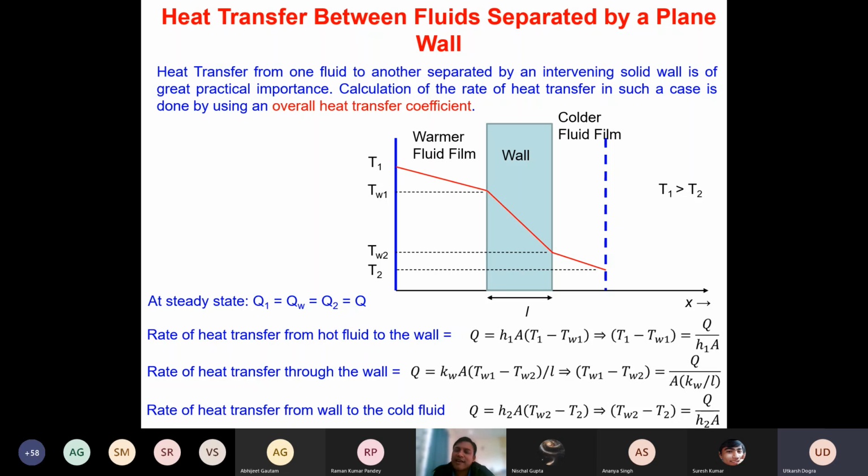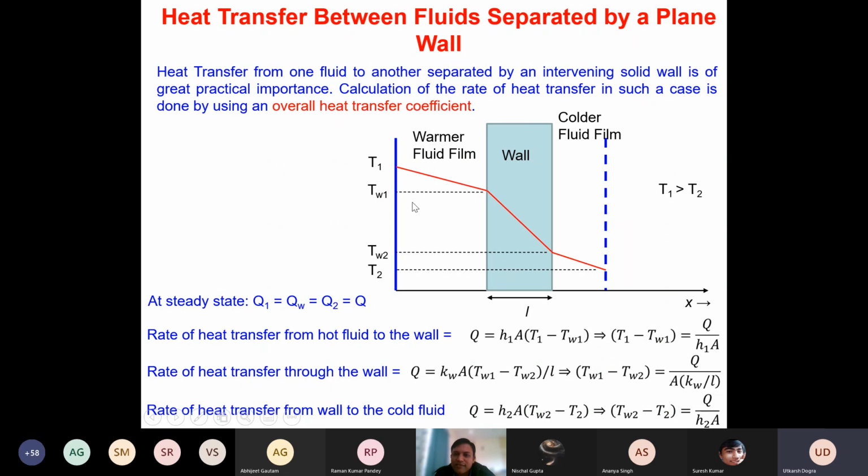Again, since we are looking at steady state, whatever the heat transfer through this warmer fluid will be the same as the heat transfer through this wall as well as this colder fluid, isn't it? Yes, sir. So Q1 is equal to QW is equal to Q2, and these are all equal to just Q, capital Q. And I can now calculate the individual Q1, QW, Q2.